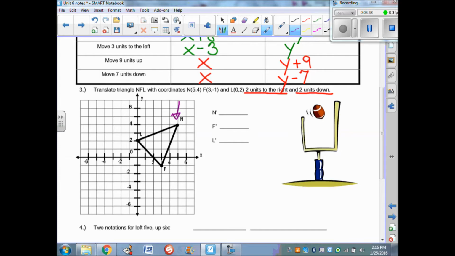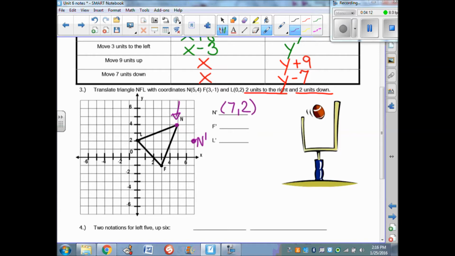It says move 2 units to the right. So if I start on N and go 2 units to the right, but then it says and 2 units down, 1, 2, where's my new point? I'm going to erase those little bumps so they don't get in our way, but I wanted you to see exactly what I was doing. That is our N prime. So what is that point? It is 7, 2.